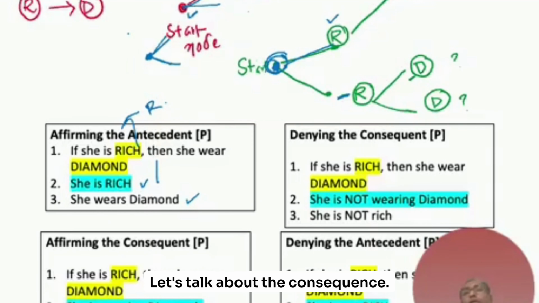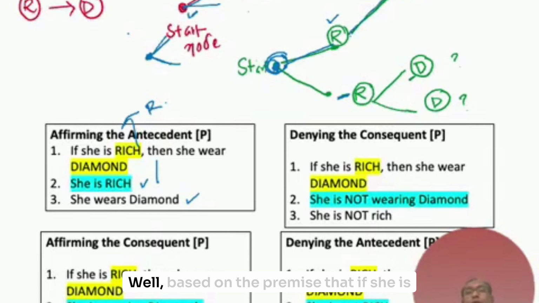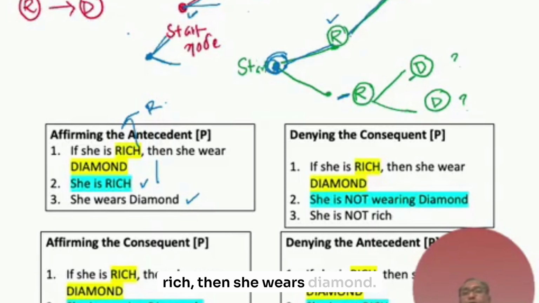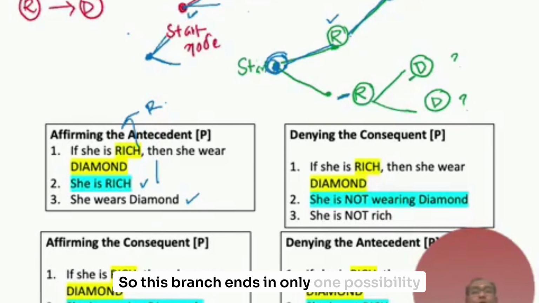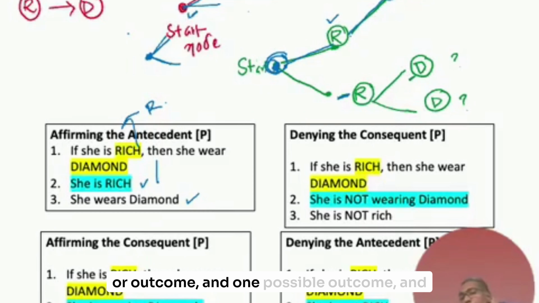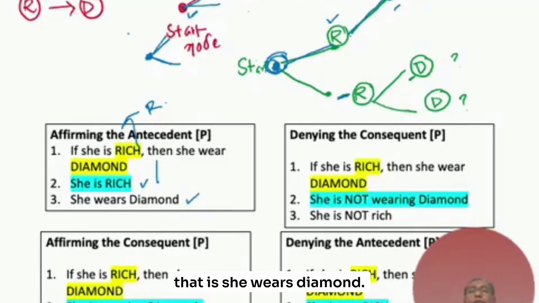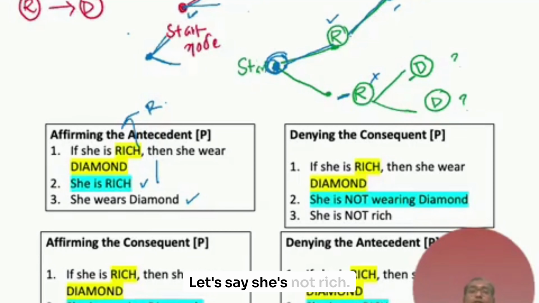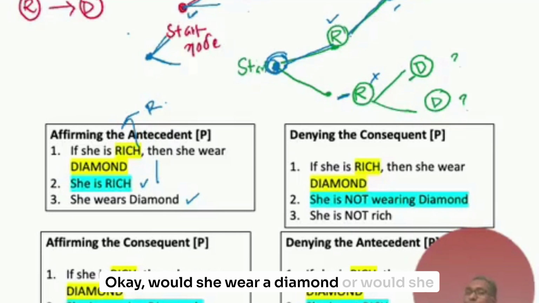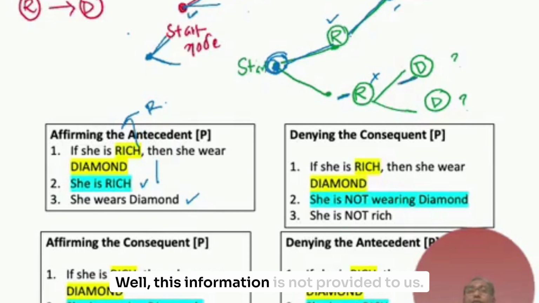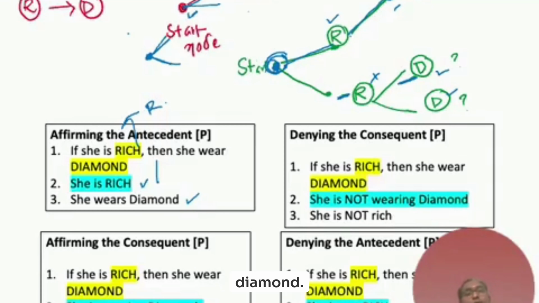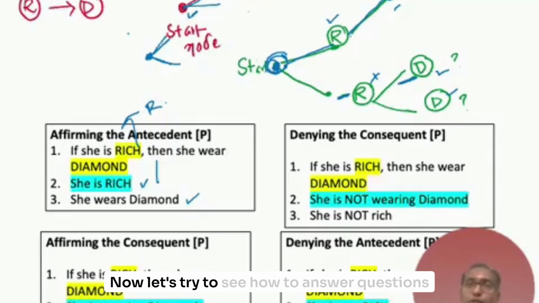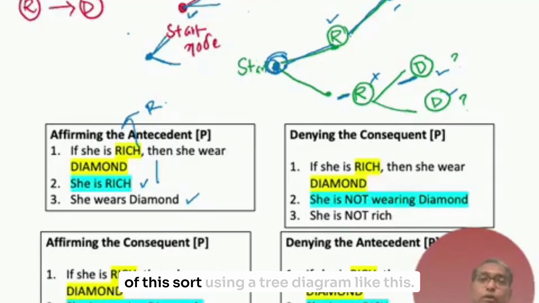Let's talk about the consequence. If she is rich, what is the consequence? Well, based on the premise that if she is rich, then she wears diamond, this branch ends in only one possible outcome, and that is she wears diamond. Okay. Let's look at the other possibility related to the antecedent. Let's say she's not rich. Would she wear a diamond or would she not wear a diamond? Well, this information is not provided to us. So we would assume that if she's not rich, she could either wear a diamond or not wear a diamond. So those two possibilities. Now let's try to see how to answer questions of this sort using a tree diagram like this.